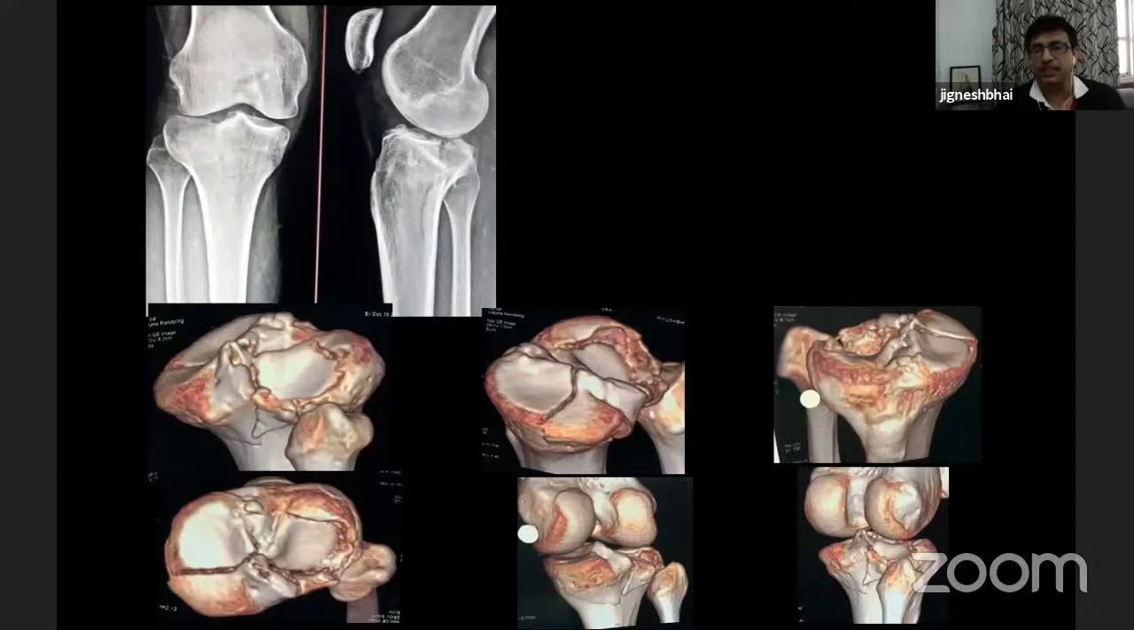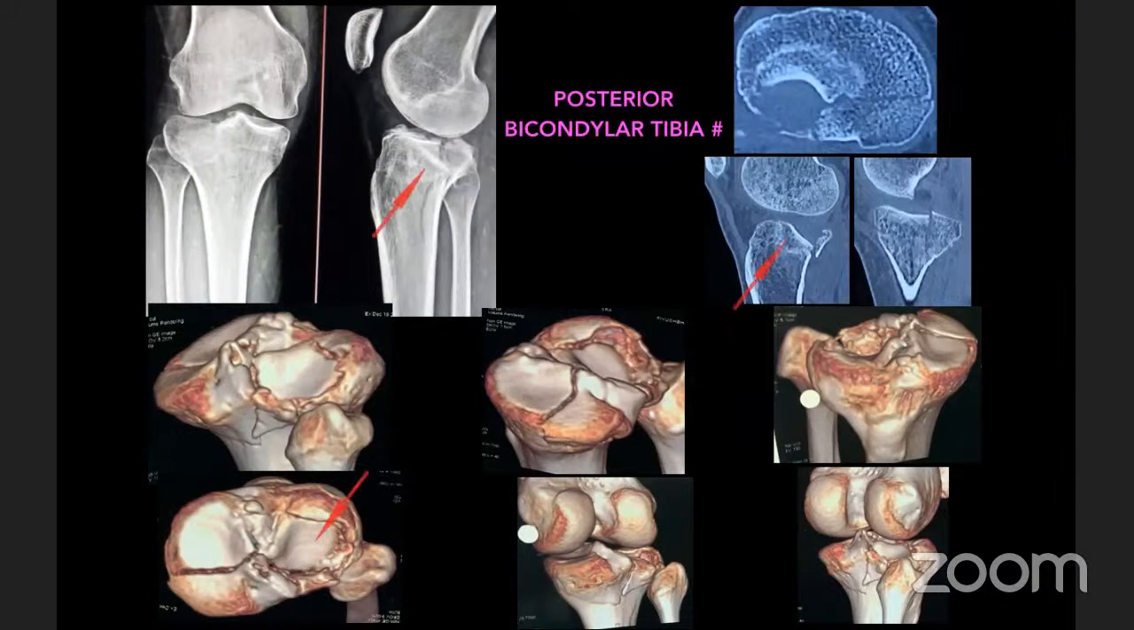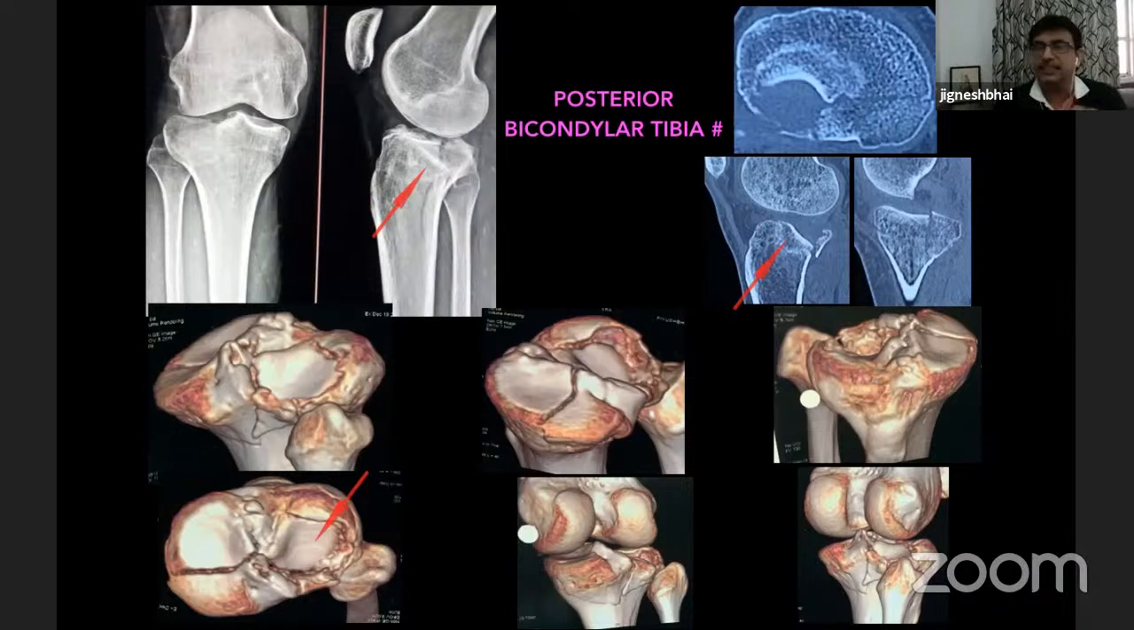And the posterolateral condyle is a split depression fracture. You can see there is a vertical split in the cortex posterolaterally, and there is a depression of the articular surface. As it happens on the anterolateral side, exactly the same thing happened on the posterolateral side with the fibula head intact. So posterior bicondylar tibia is the diagnosis, and you can see a split depression fracture of the posterolateral condyle. It is facing directly posteriorly.